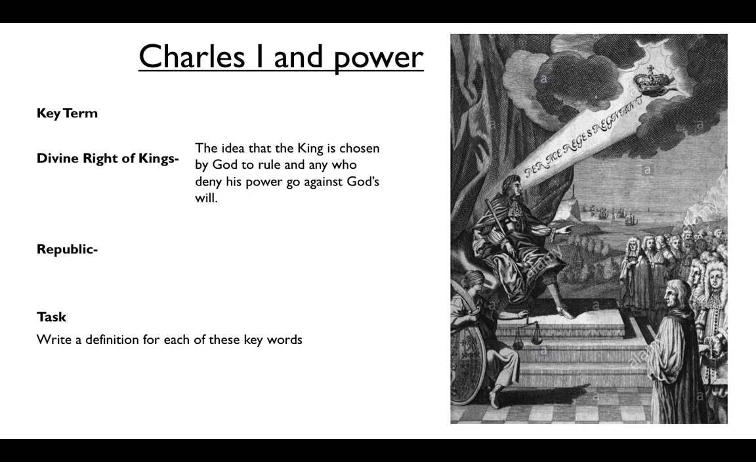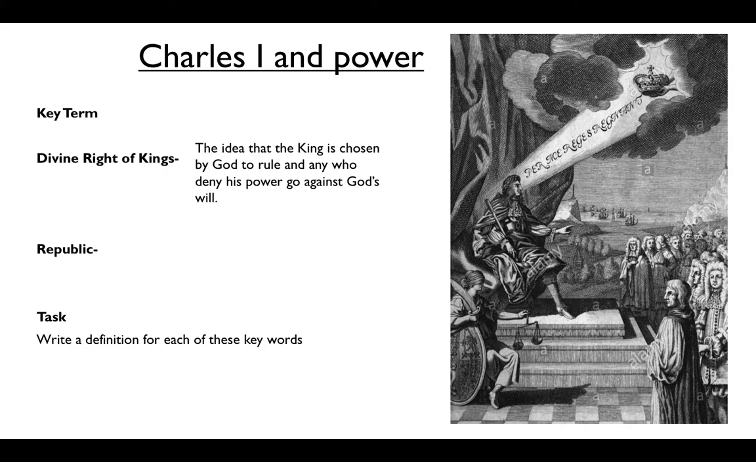So, divine right of kings is the idea that the king is chosen by God to rule and any who deny his power go against God. So according to this, God, as we can see in this picture, puts the crown on the king's head. God chooses the king. Now, divine right of kings is important to kings because it provides the reason why they should have so much power and others have so little. People who are very religious would follow the king because they believe that it's what God wanted.